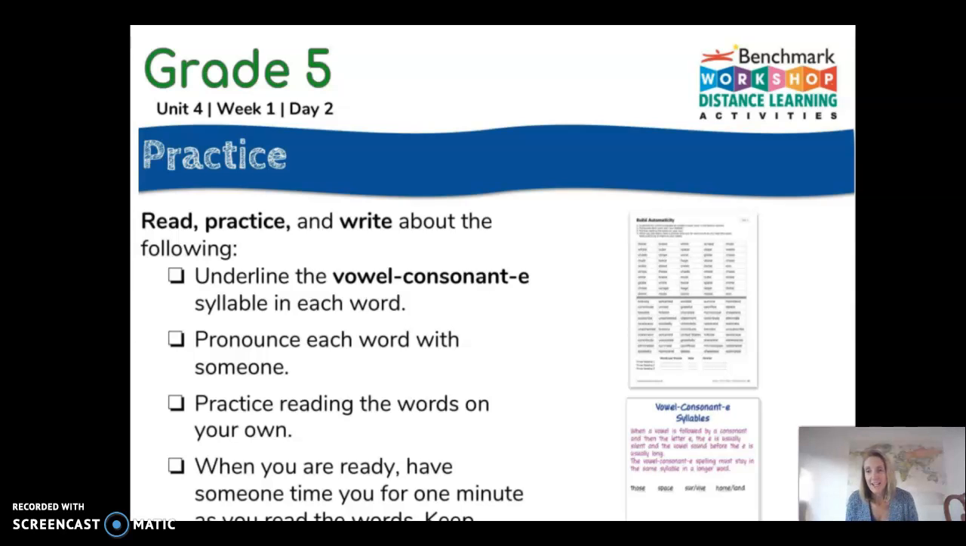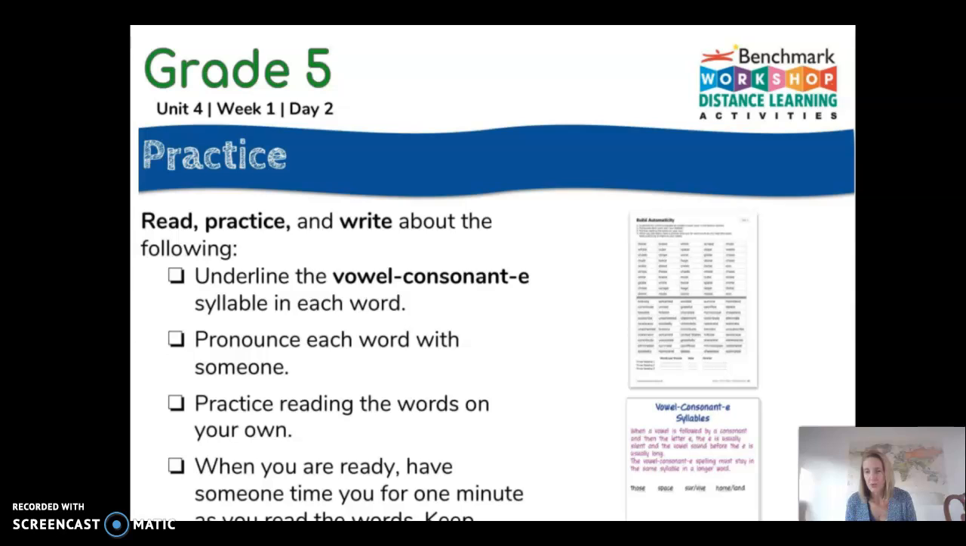Then if you look at the second word on the list, you see brave. This one has A consonant E. So the letter V there is our consonant. You can circle the A-V-E. And again, just notice how that A is making its long sound. Brave. And that E doesn't make a sound at all at the end.